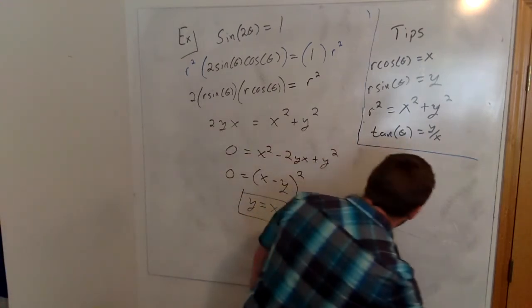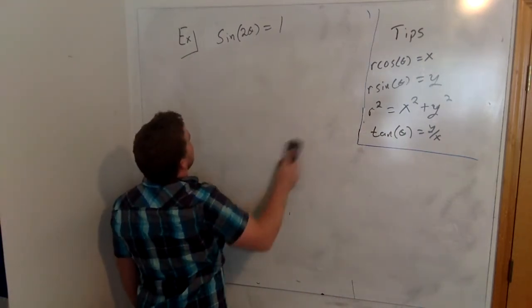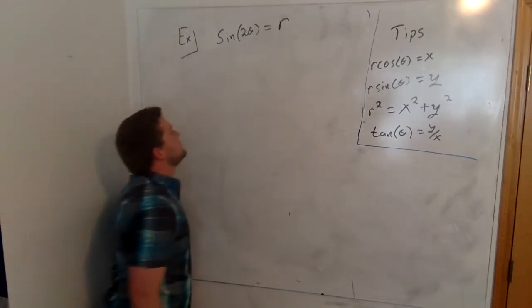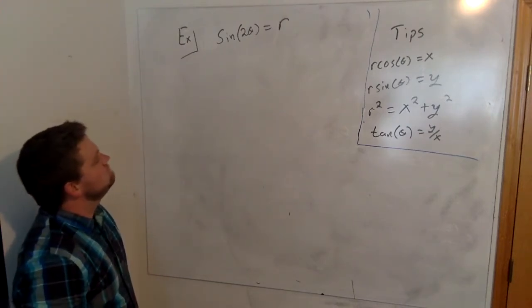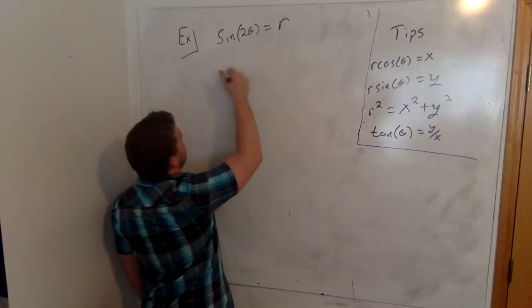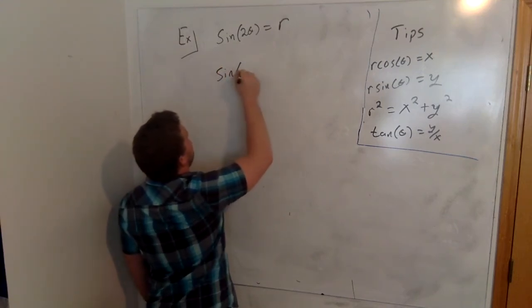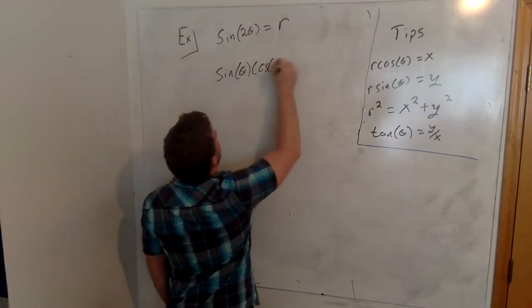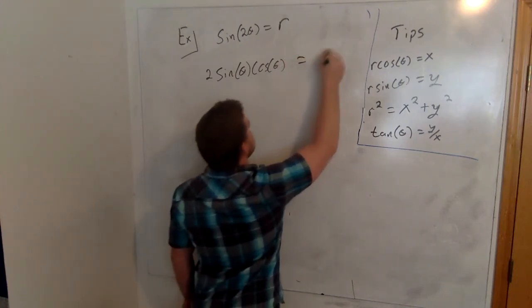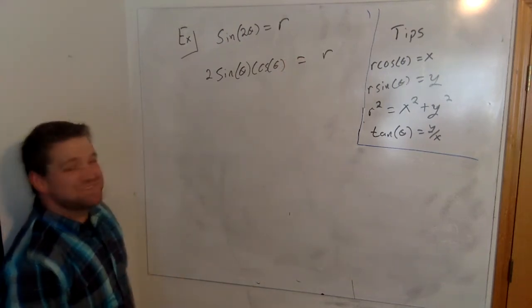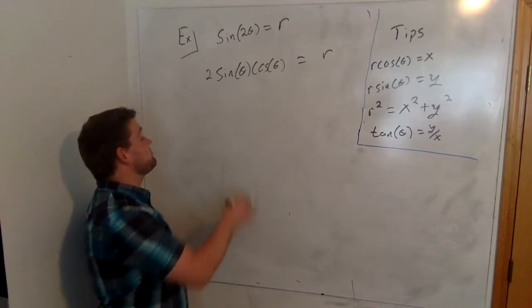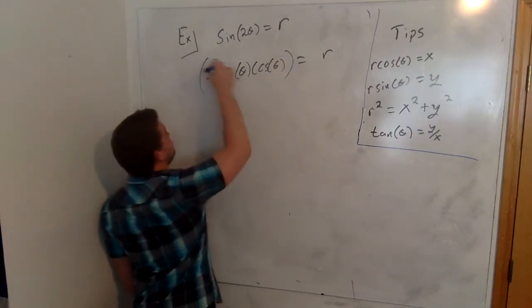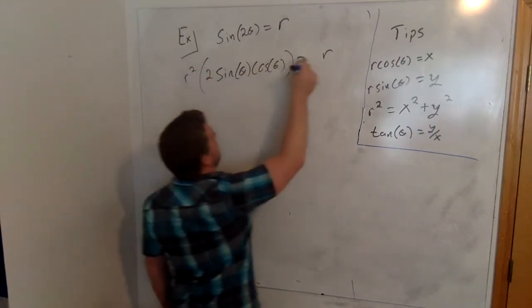Let's try something a little bit different. What if we had sine of 2 theta not equaling 1, but sine of 2 theta equaling r? Let's play around with this one. What will happen here? Well, I still think we're going to want to write this as 2 sine of theta cosine of theta, using the double angle formula for sine. And I still think we're going to want to get that copy of r on sine and cosine. So we'll multiply both sides by r squared.